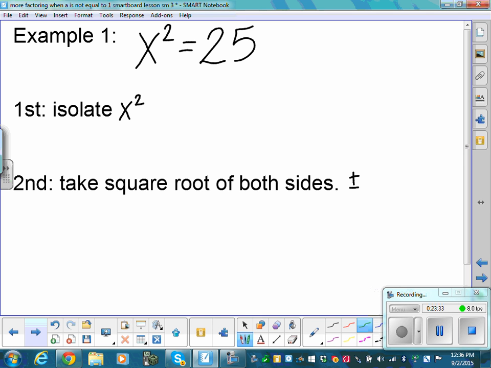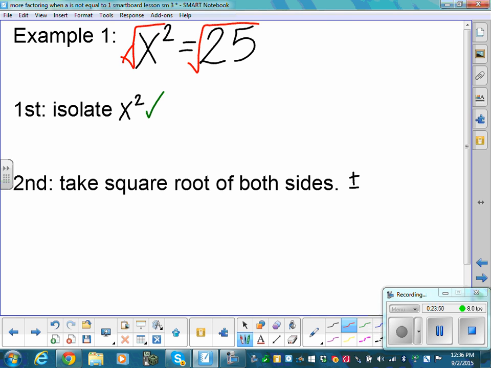Okay, once again, I'm missing bx. Notice there's no middle term. There's nothing with an x. So we can solve this the easy way. First of all, we're going to isolate x squared. It's already isolated. So second step, we're going to take the square root of both sides. So we'll take the square root of both sides.